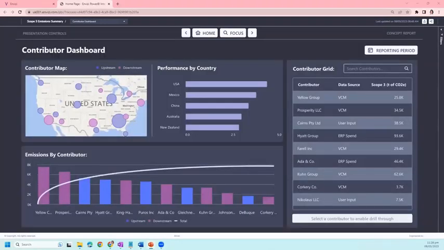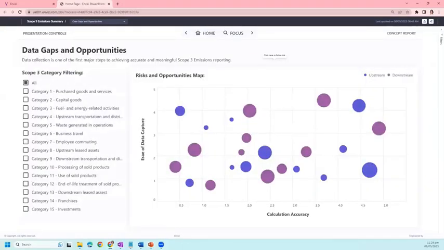Now, this dashboard looks at Scope 3 emissions through the lens of top contributors, providing a view of the supplier concentration and a view of geographic distribution of suppliers. Now, this one, data gaps and opportunities. This dashboard provides the sustainability analyst with a view of which Scope 3 data sources represent a risk to determining a complete picture of Scope 3 emissions.